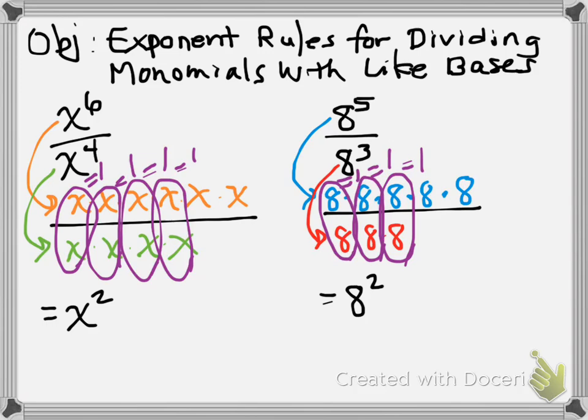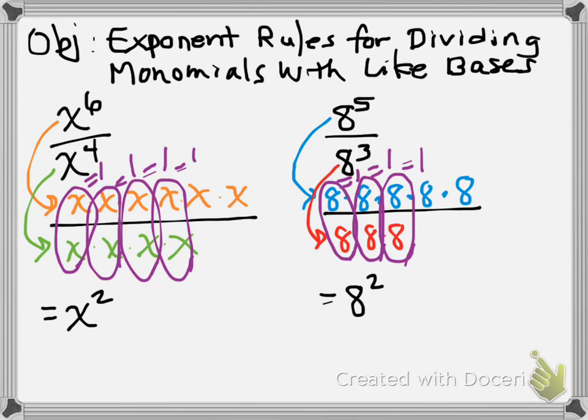So when you look at your title of our notes, when you divide monomials with like bases, you group them. Just look from the start to the bottom. Can you come up with a rule so that we don't have to draw the pictures anymore?